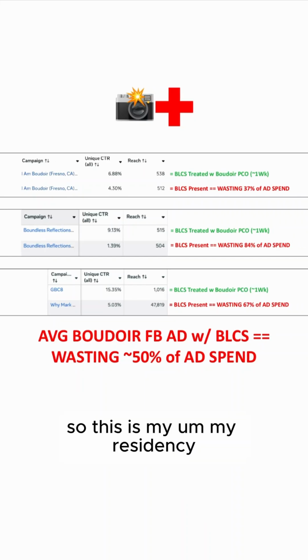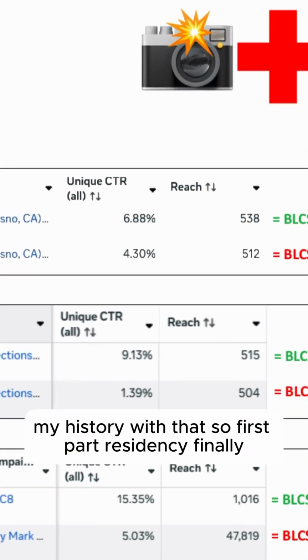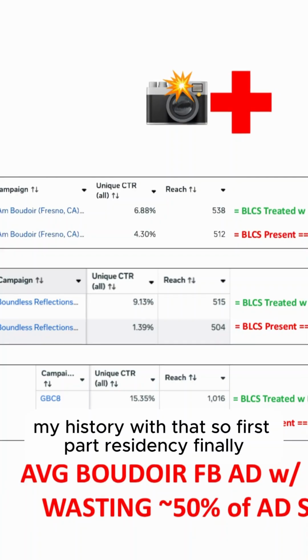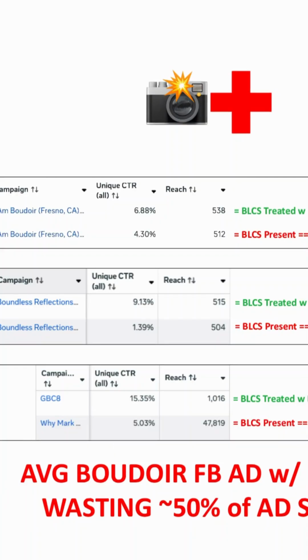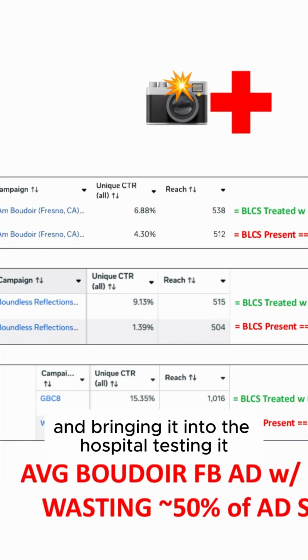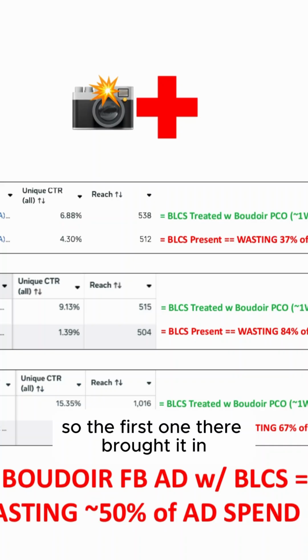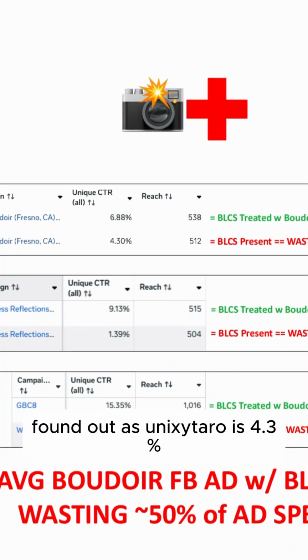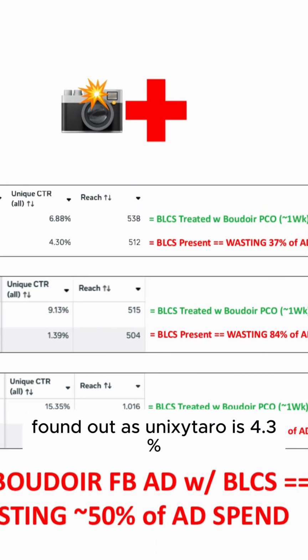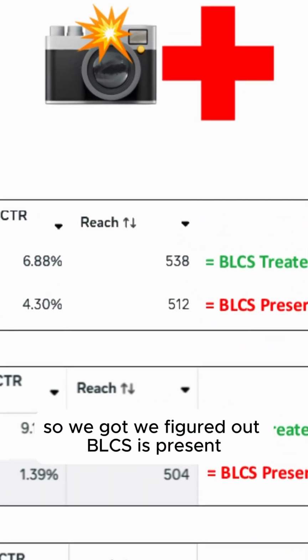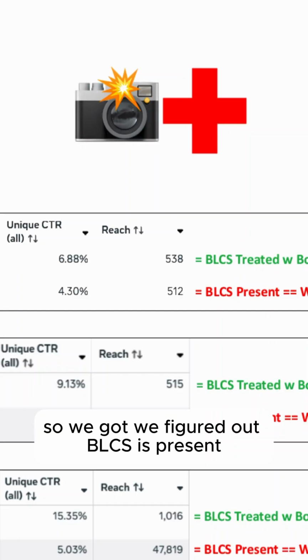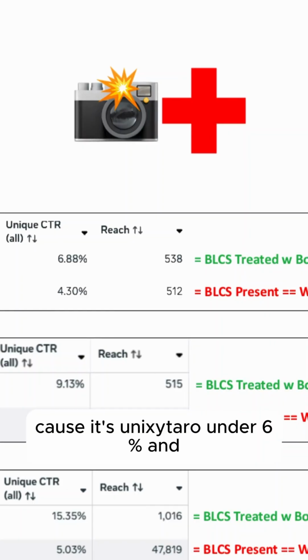So this is my residency, my history with that. First part of residency, finding a Boudoir Facebook ad out there and bringing it into the hospital, testing it. So first one there, brought it in, found out its unique CTR was 4.3%. So we figured out BLCS is present because its unique CTR is under 6%.